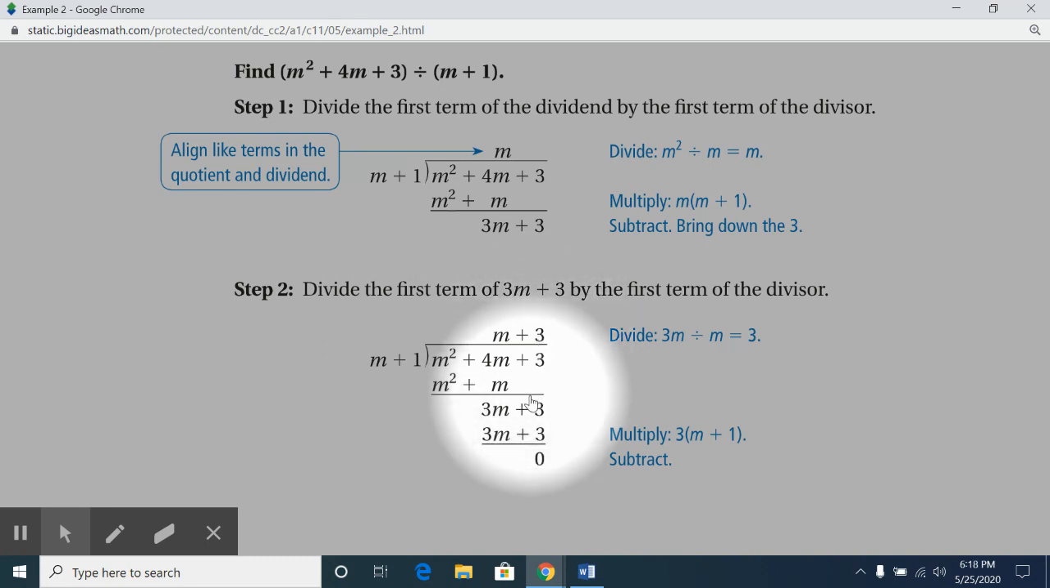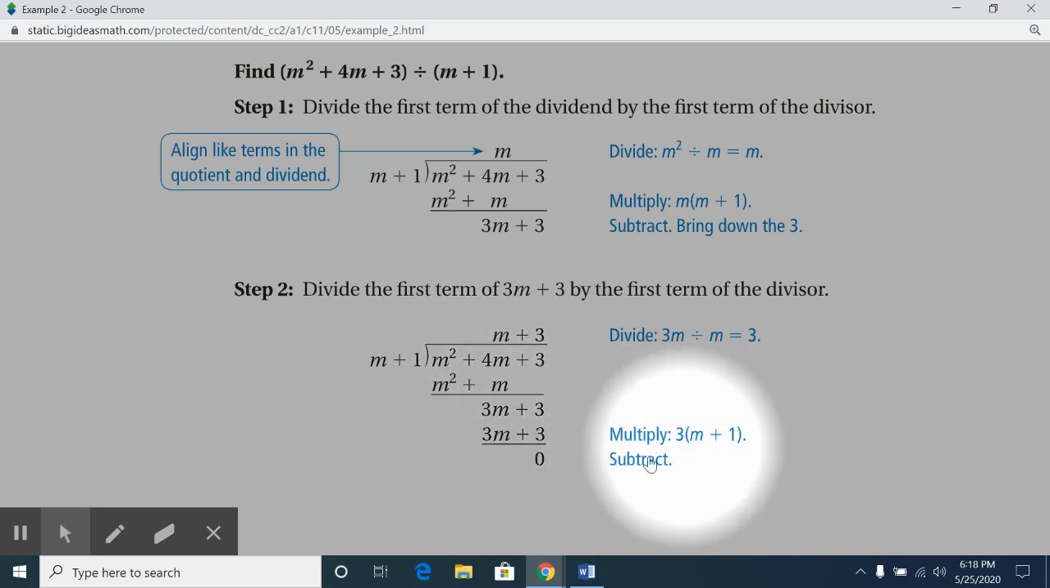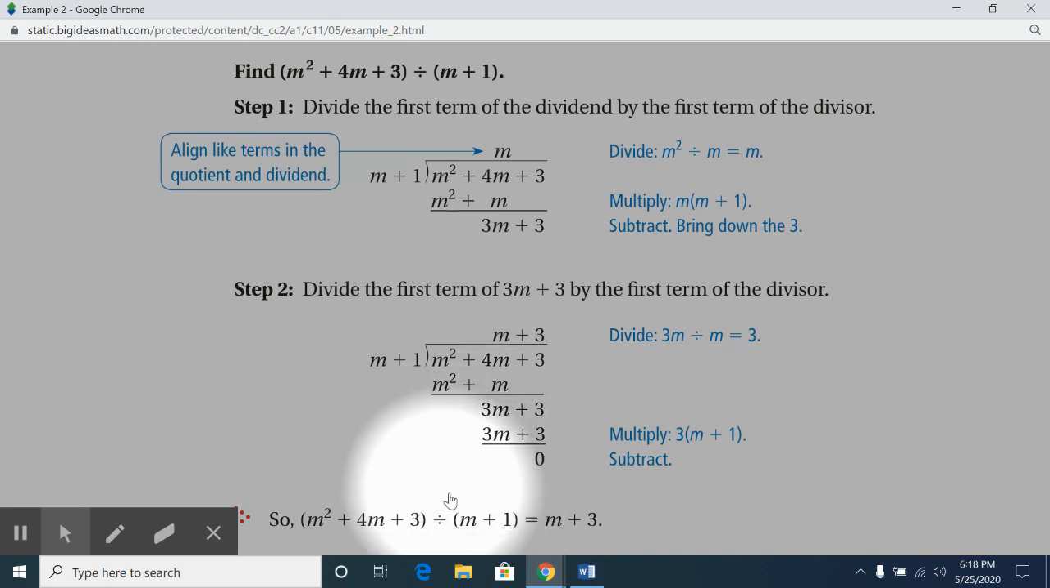So 3m divided by m is 3. Now I have to go back and do my work. What's 3 times m? 3m. What's 3 times 1? 3. And then again, I subtract, and in this case, I don't have a remainder. So we get 0, and my answer is simply m plus 3.